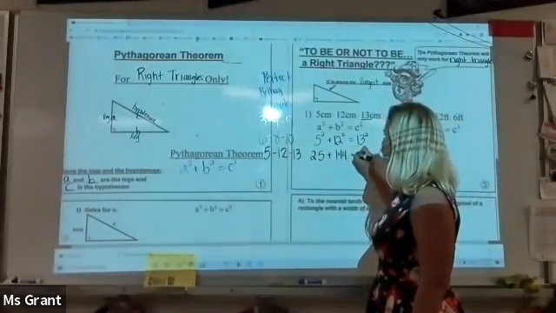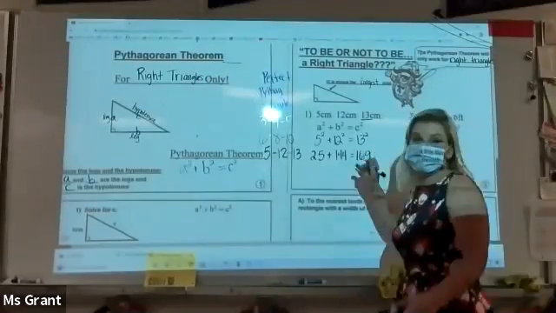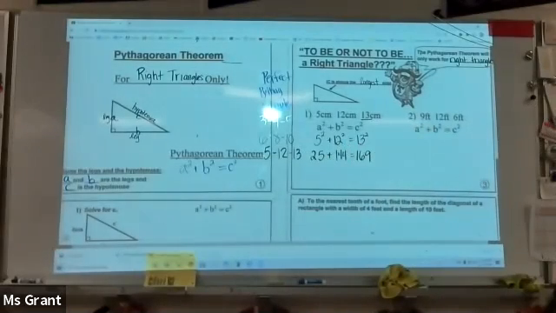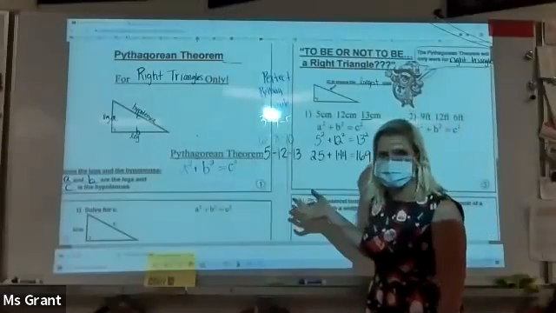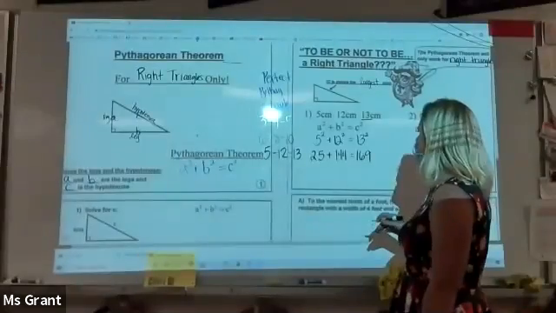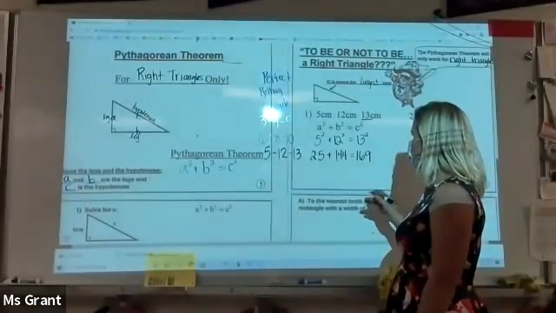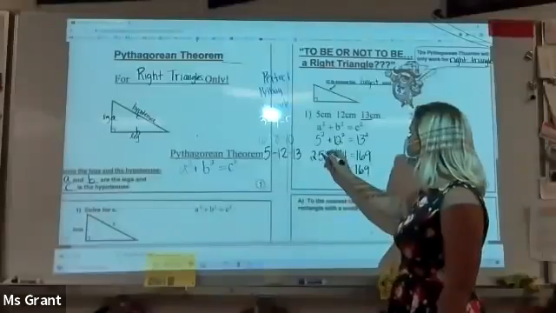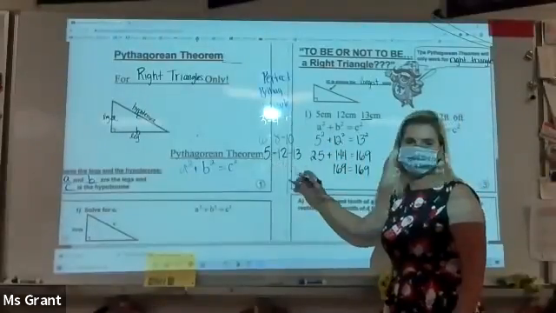So do the math. You can use a calculator for this. 25 plus 144, does that equal 169? Yes, no, does it? So this is going to be a yes, because 169 does equal 169. So this is a Pythagorean triple, 5, 12, 13, but I told you that.